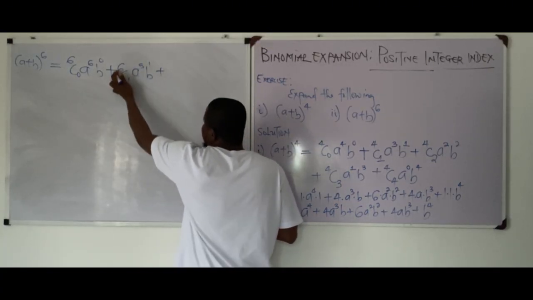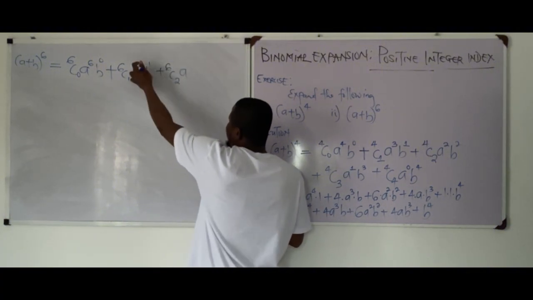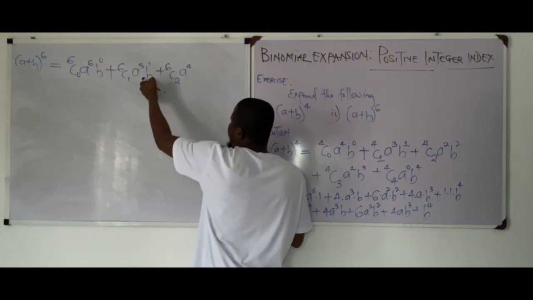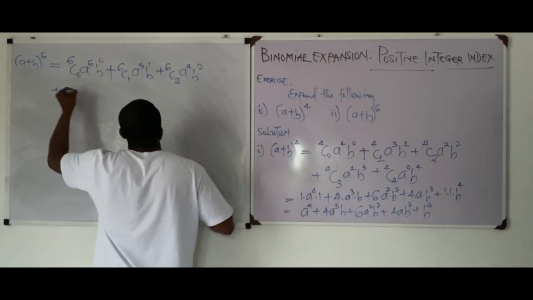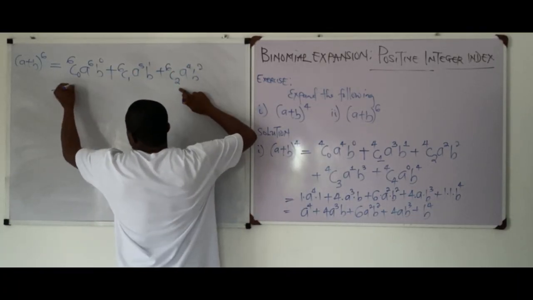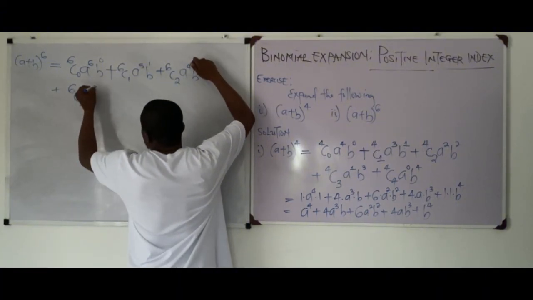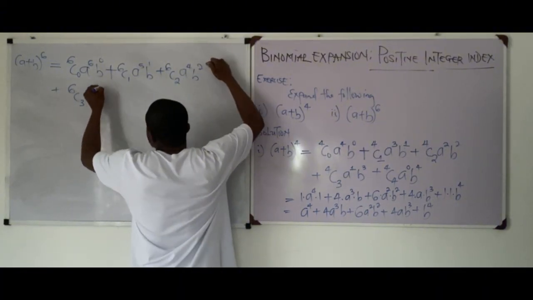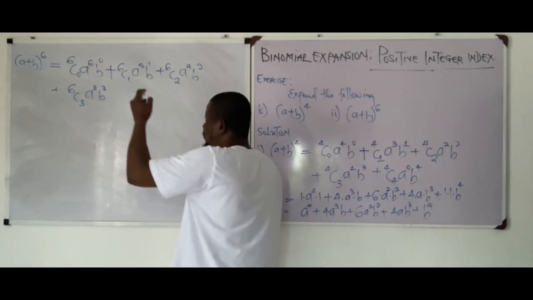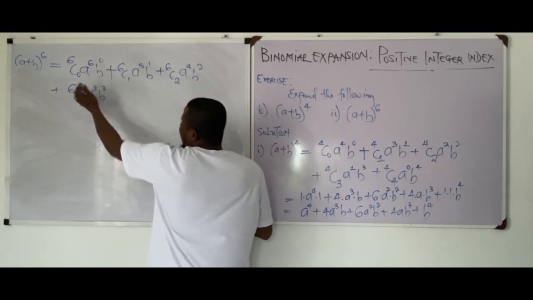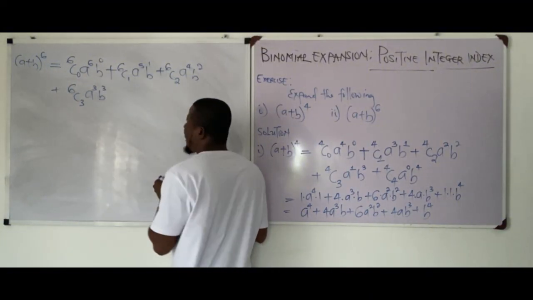Plus, after 6 combination 1, you have 6 combination 2. A raised to power, from 5 it drops to 4, and b from 1 increases to 2. And you continue. After 6 combination 2, the next is 6 combination 3. A from 4 drops to 3, b from 2 increases to 3. So you see the alternation there: a reduces, b increases, and the arrow here runs from 0 till that power 6.